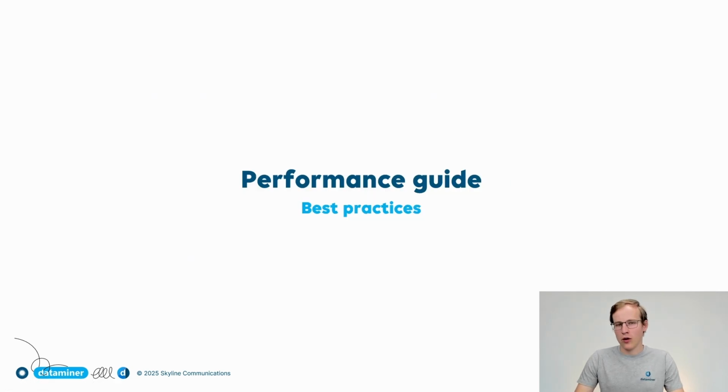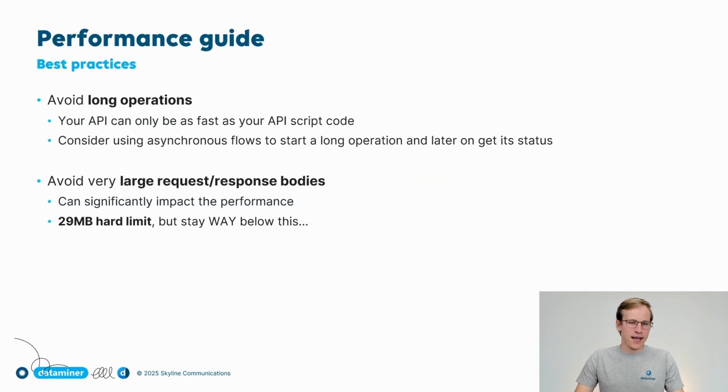To close the session off, let's talk a bit about the performance. In general, we recommend to avoid long operations. If you have a certain action that takes a very long time, we recommend creating two APIs, one that triggers that long action and returns some kind of identifier, and then a second API which can be used to poll or monitor or get the status of that action. Otherwise, you may have an API request that takes minutes or even more. It's generally recommended to avoid that situation. It's best to aim for the milliseconds range to trigger your API.